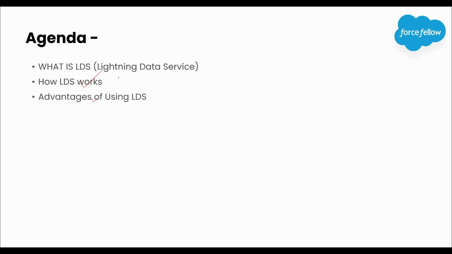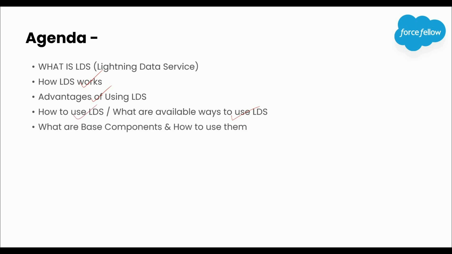Alright, now let's see what you can expect from this video. First we will start by understanding what is Lightning Data Service. Then we will see how LDS works and communicates with the server. Then we will jump to the advantages of using LDS. After that we will look into the available ways to use LDS, or how to use Lightning Data Services. We will also cover base components and how to use them. Here we will also cover the Lightning UI API module and see what wire adapters and functions are available to do data operations. Finally, we will discuss the limitations of LDS, or what we can't do using LDS. Throughout the video, we will cover these topics with practical scenarios, so stick around for the next few minutes.